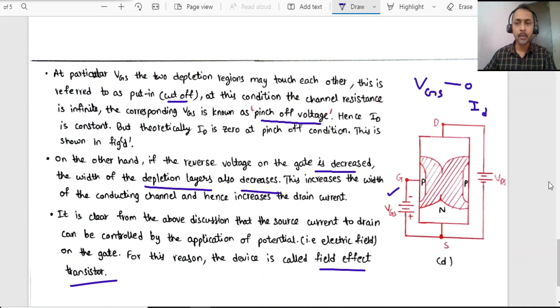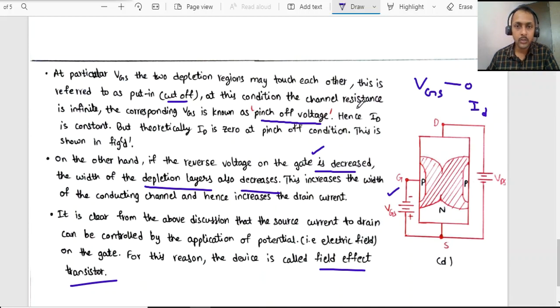So dear students, simply to say, by controlling the gate source voltage, you can control the width of the depletion layer. If VGS is made more reverse bias, the width of the depletion layer will be more, the conduction layer will be less, the resistance will be more, current will be less. If the reverse voltage is decreased, the depletion layer will decrease, the conduction layer will increase, the resistance will be less, and the conduction will be more.